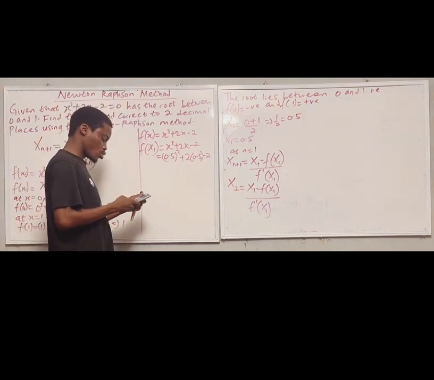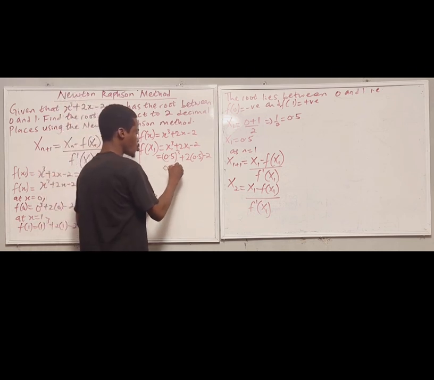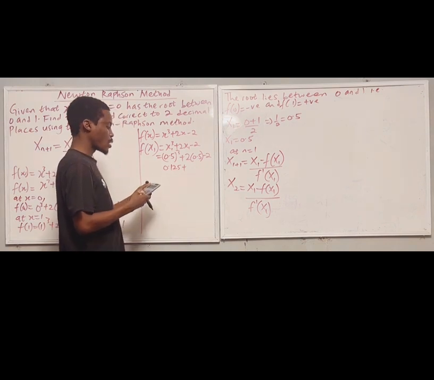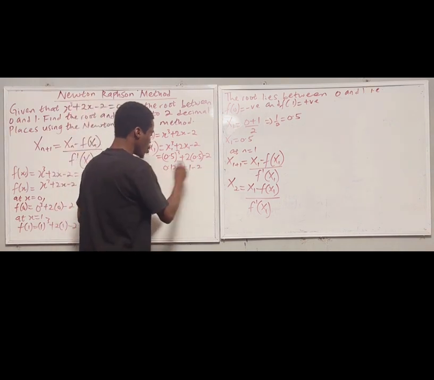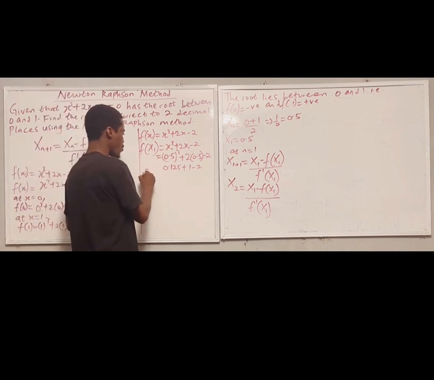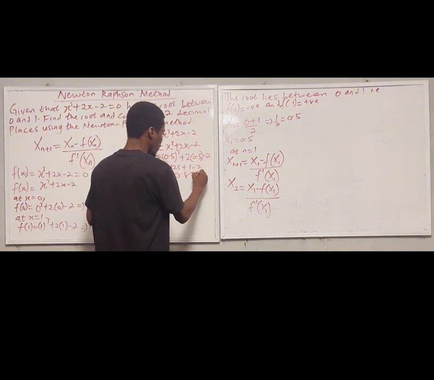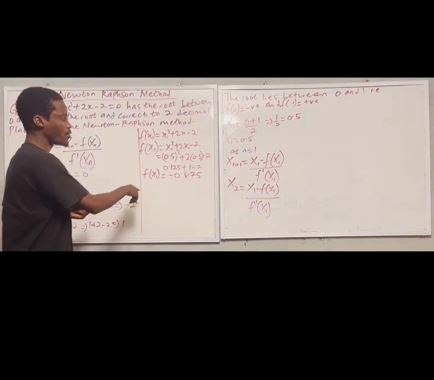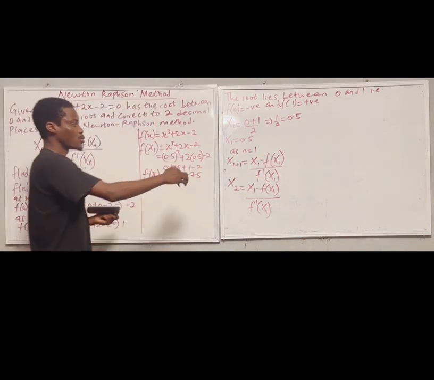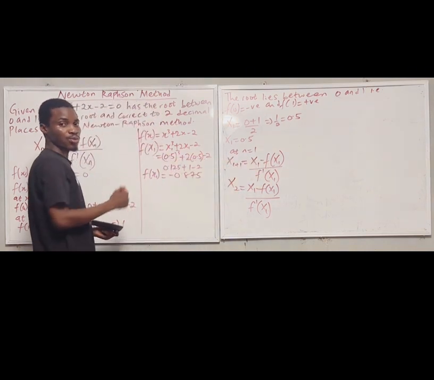0.5 raised to the power of 3, I have 0.125. 0.125 plus 2 times 0.5, I have 1, then minus 2. So 0.125 plus 1 and minus 2, I have f of x1. F of x1 is what? Minus 0.875. So it means my f of x1 is minus 0.875. I've got my f of x1.